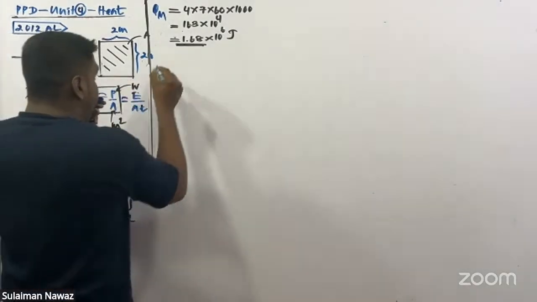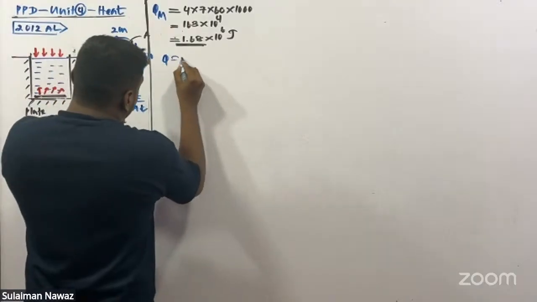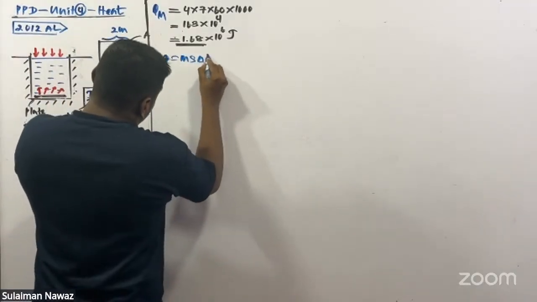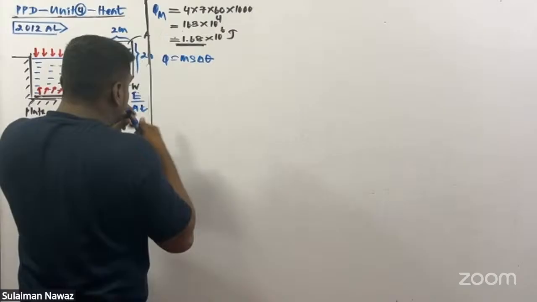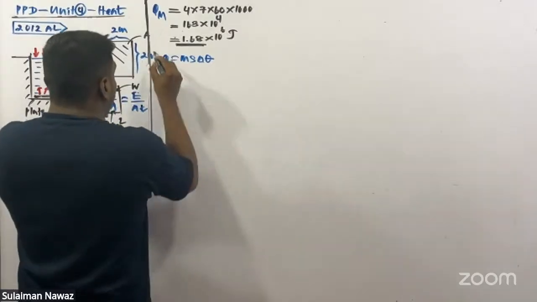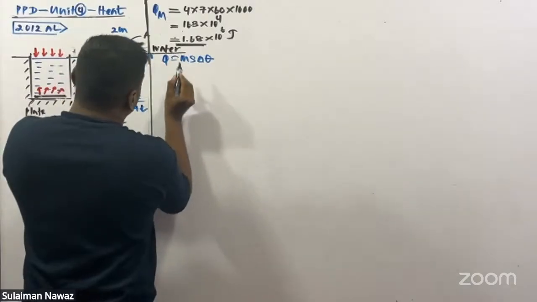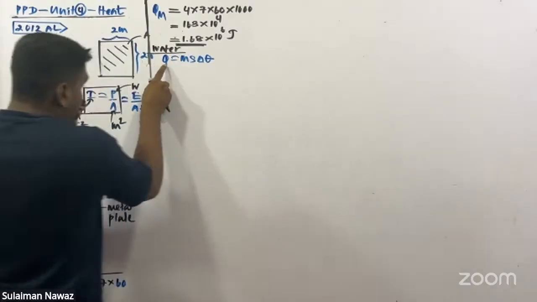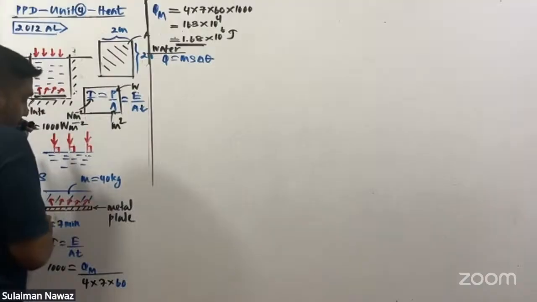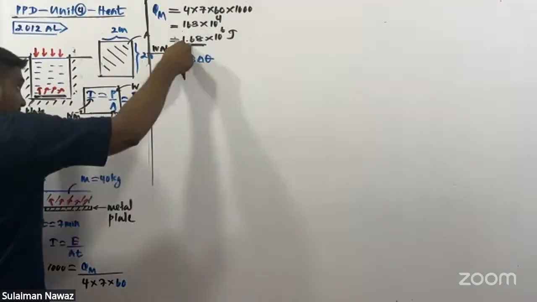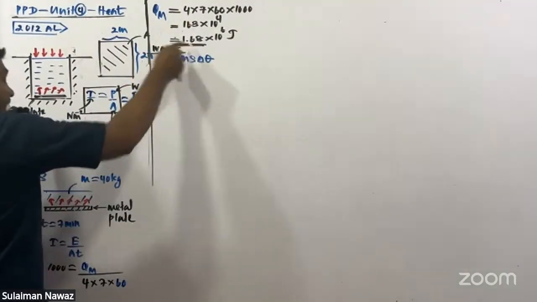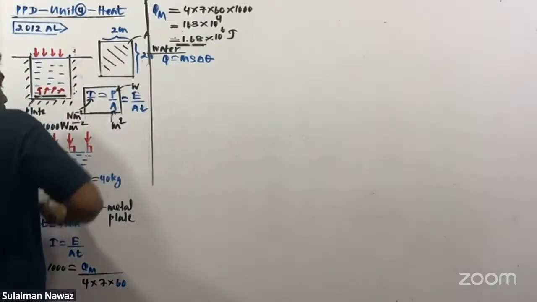Q equals m s delta theta. You want to apply this equation for the water layer. Within the 7-minute time period, the metal plate absorbs this much heat energy, and that heat energy is entirely absorbed by the water.